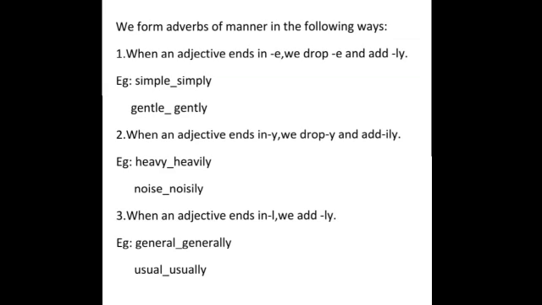Now we will learn how to form adverb of manner. First way, when an adjective ends in E, we drop that E and add ly. Simple, simply. Look, that simple, that adjective ends in E. So instead of E, we add ly. Gentle, gently. Second type, when an adjective ends in Y, we drop that Y, then add ILY. Heavy, that adjective ends in Y. So instead of Y, we add ILY.